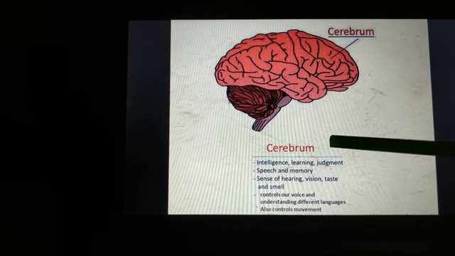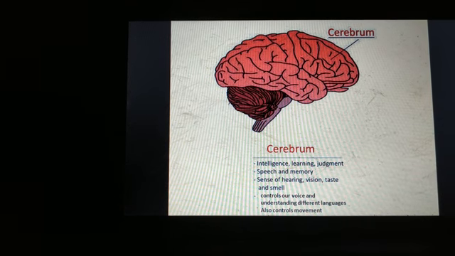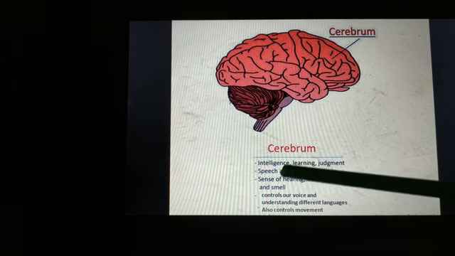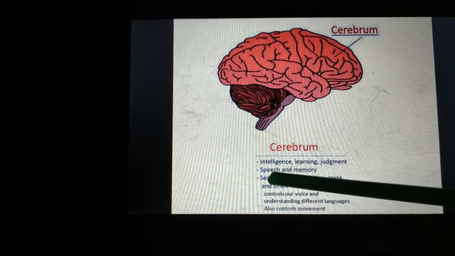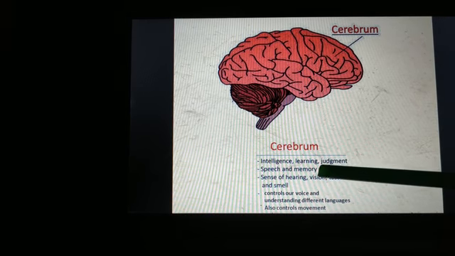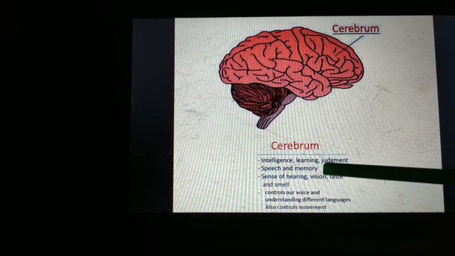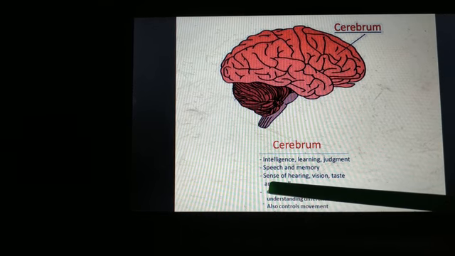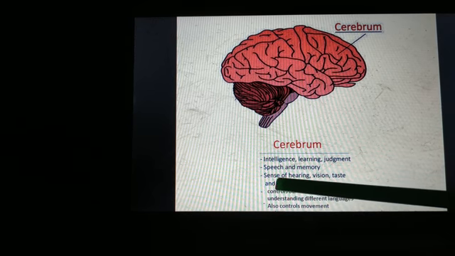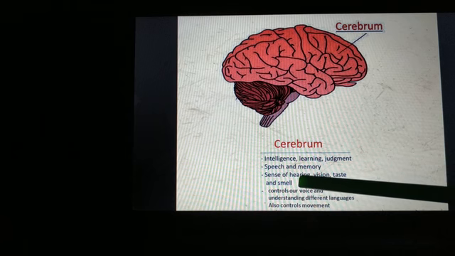Now what functions does the cerebrum do? It helps us to think, it controls intelligence, learning, judgment, then speech and memory, that is, it stores information and helps us to remember. It also controls the sensory organs of hearing, vision, taste and smell.